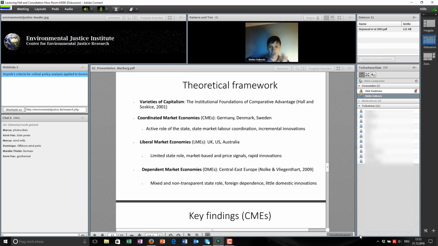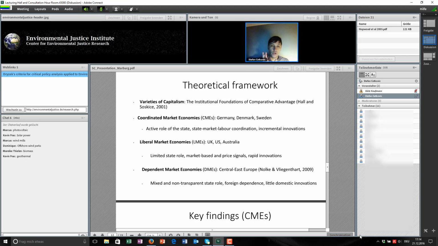This concept was developed by Hall and Soskice in their book from 2001, and they came up with two main models of economies. One is the coordinated market economy. Prominent examples are Germany, Denmark, Scandinavian countries like Sweden, and also countries like Austria, for instance.